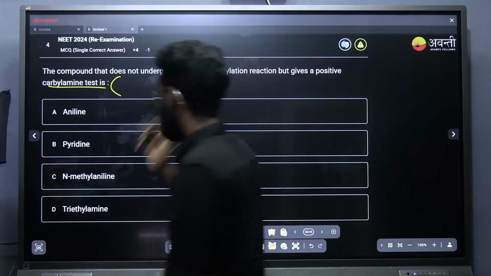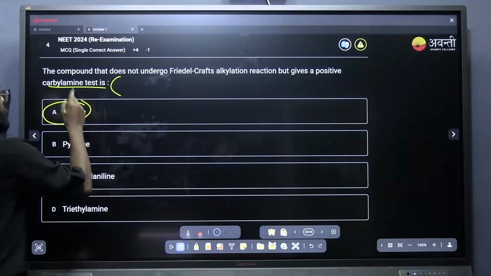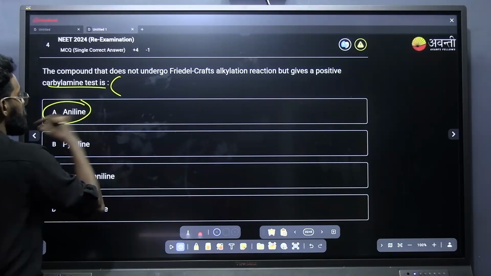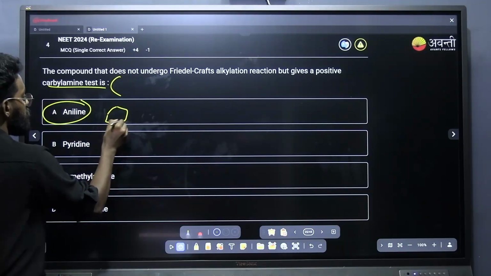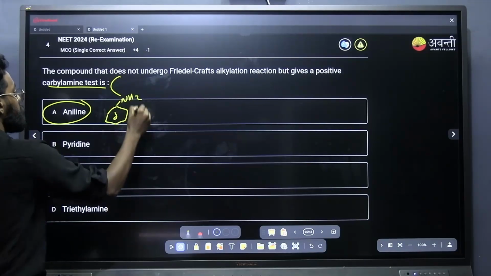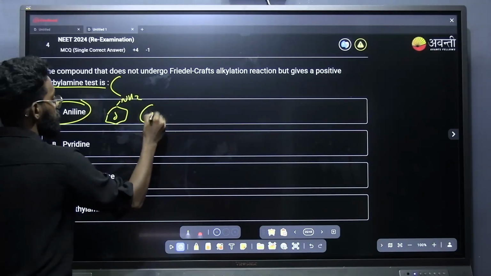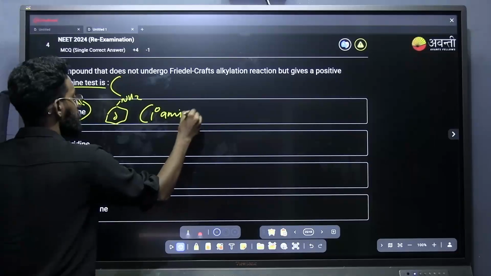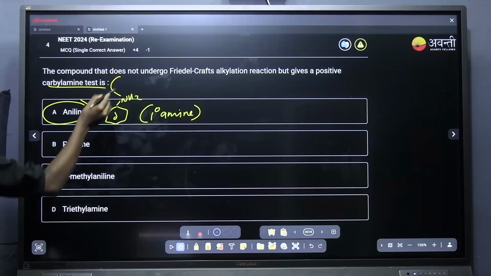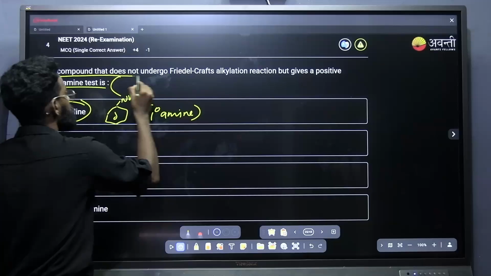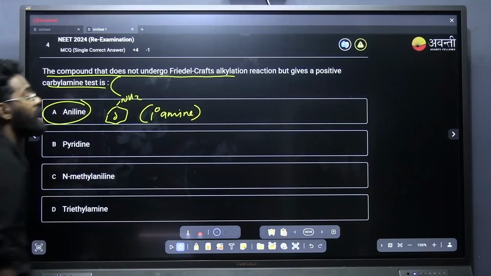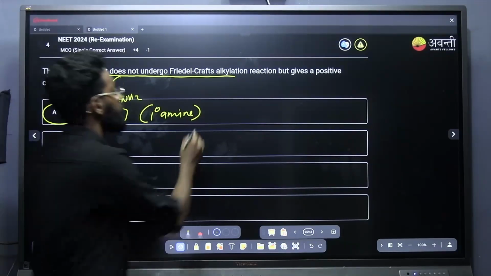Yes, very good Kiran, option A is the correct one. Carbylamine test will be given by primary amine. We know that aniline is a primary amine, so aniline will be giving carbylamine test. And also here it is mentioned the compound that does not undergo Friedel-Crafts alkylation. Aniline won't undergo Friedel-Crafts alkylation.